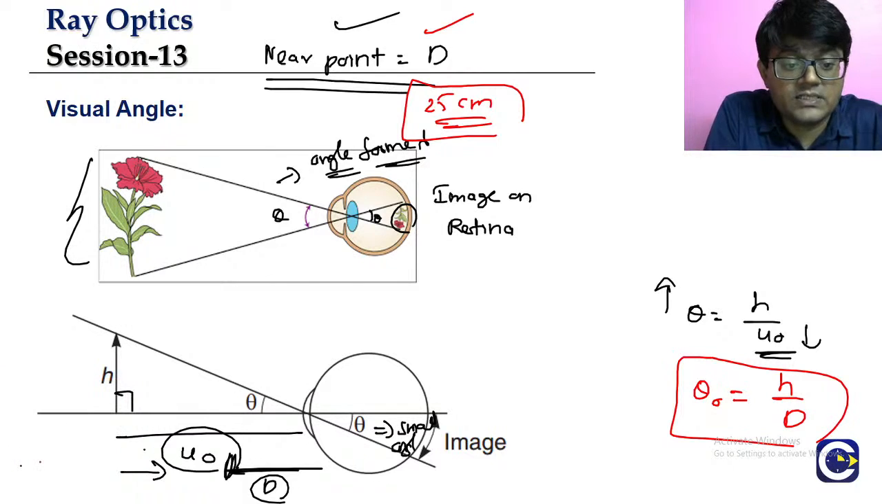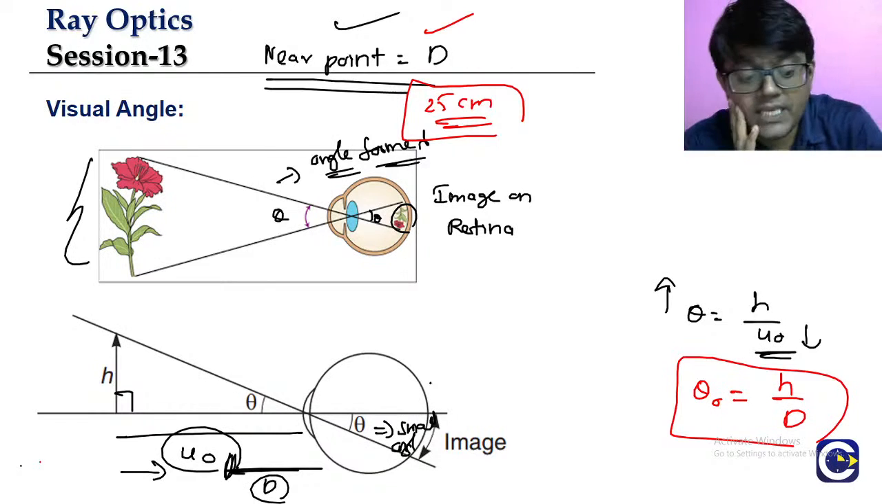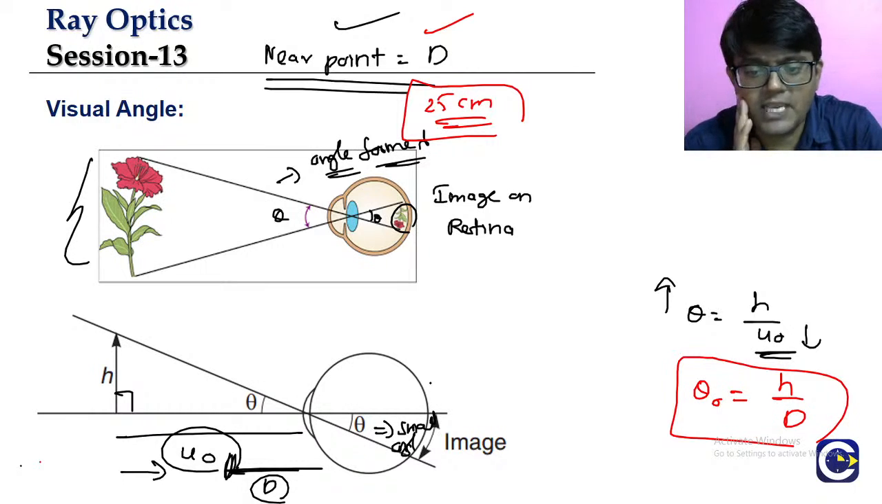We are just giving this maximum visual angle by adjusting the position of the object. So where we have to keep it, we have to keep it at the near point, then we will get the maximum visual angle, okay.